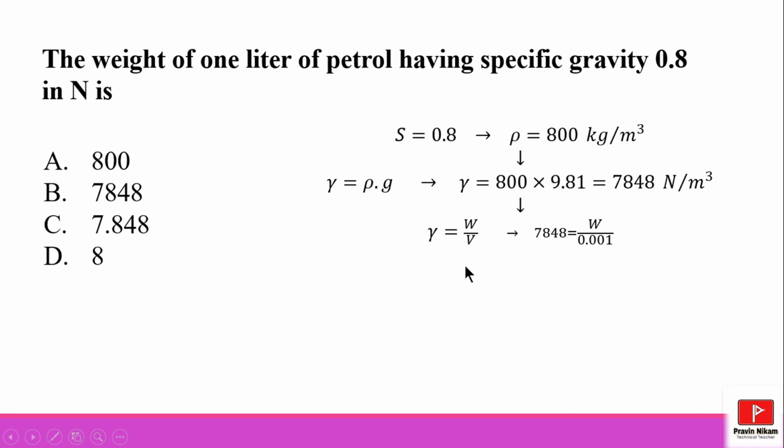So gamma is equal to W by V. Now gamma we know 7848 is equal to W, we have to calculate, and volume is 0.001. So W is equal to, this 0.001 gets multiplied on this side. So you will get 7.848 Newton. So this is the value of weight of 1 liter petrol. Okay, so the correct option is C.